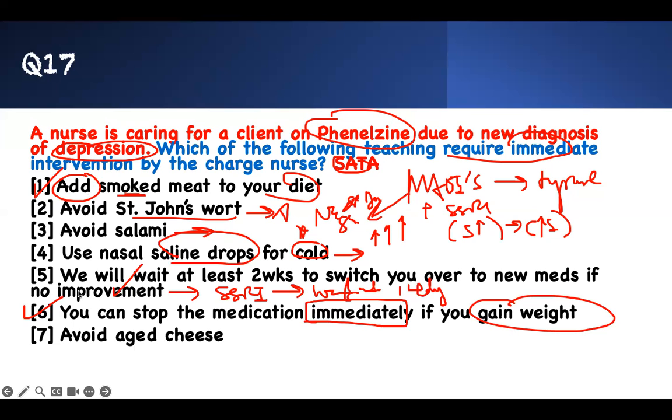So the only things we need to intervene on are 1 and 6. If you don't know it, just leave it behind. Just leave only 2 answer choices there. But you got to pick one, or at least one. Otherwise the computer will not let you go forward.